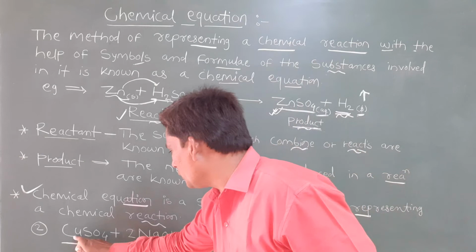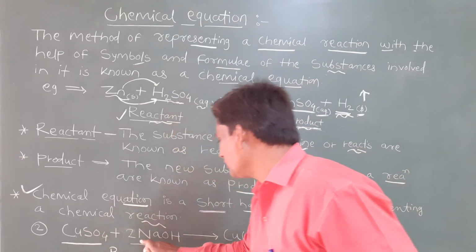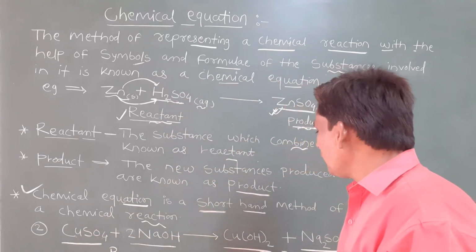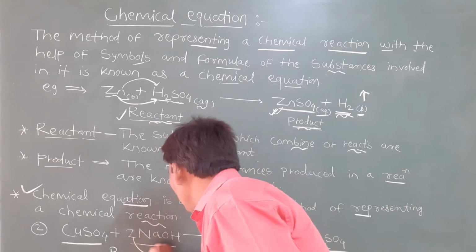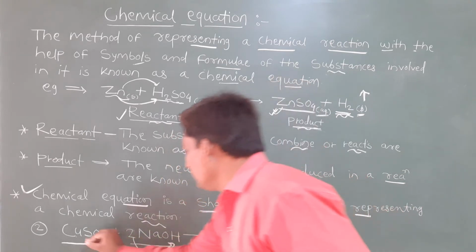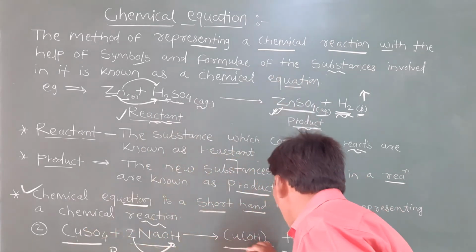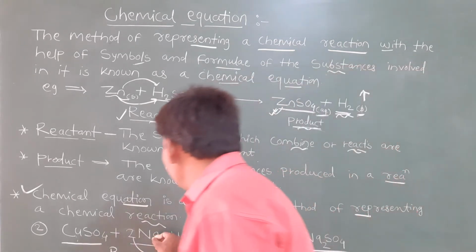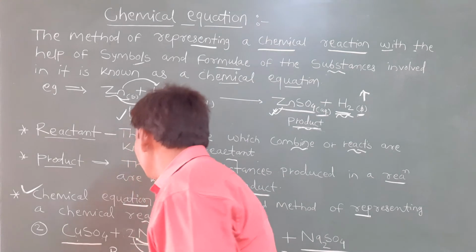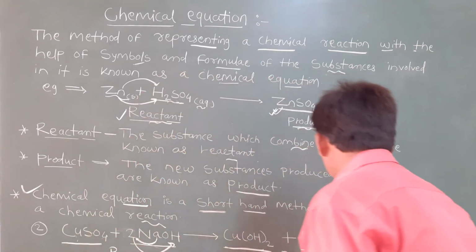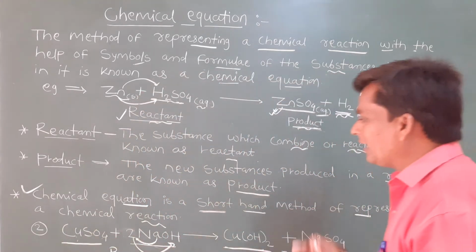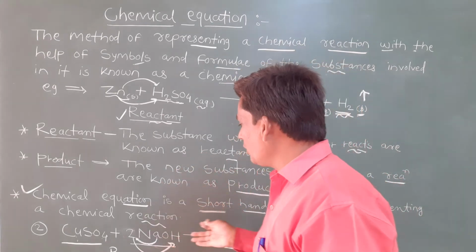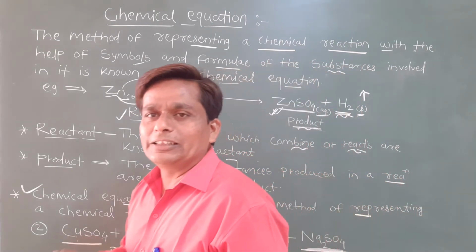How does this reaction proceed? CuSO4 plus 2 NaOH. In this case, how many OH groups are there? Two OH groups, so this copper and these two OH form copper hydroxide, Cu(OH)2. What remains? The 2 sodium, Na two times, and SO4, so Na2SO4. You can check the balance. In the next class we will discuss how to check the balanced equation.